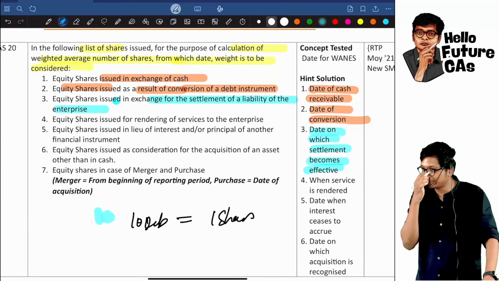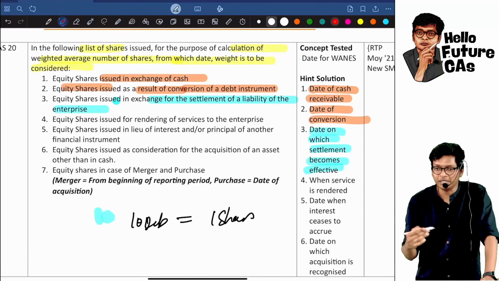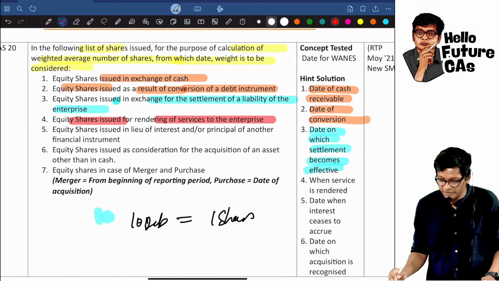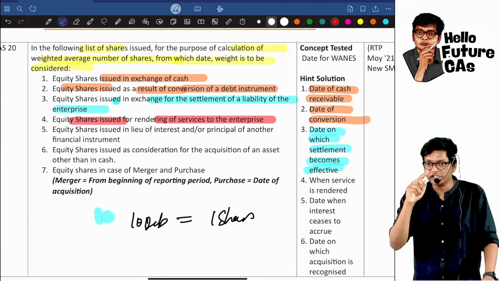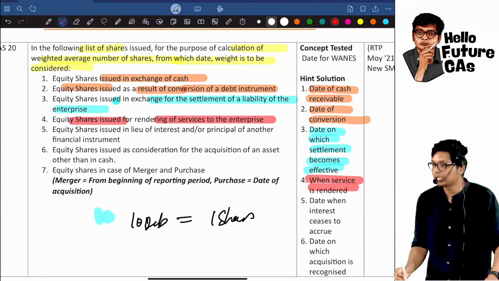Are you getting it, guys? This is all never tested, a little less important, but it's part of a different type of question. Equity shares for rendering of service to the enterprise. As per AS 9, you recognize revenue for service when the service is completed. Look at this: when the service is rendered.